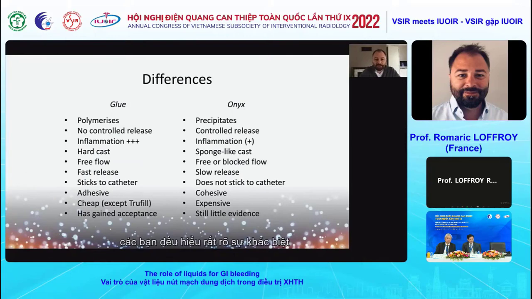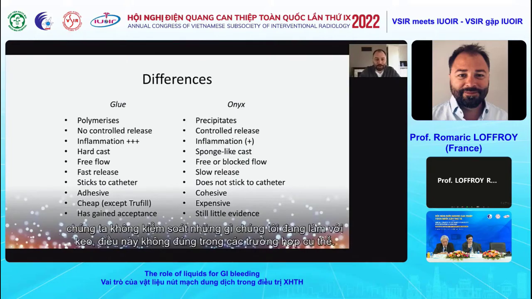Of course, you know by heart the differences between glue and Onyx, but in terms of copolymers, we also have EasyX, we also have Squid now from BALT, and Onyx from Medtronic, and glues, different glues: Histoacryl, Glubran 2 in Europe, and Magic Glue now from BALT. They all have the same behavior. One is polymerization, the other one precipitation. Both can be controlled. I don't like to say that we don't control what we are doing with glue. This is not exactly the case.